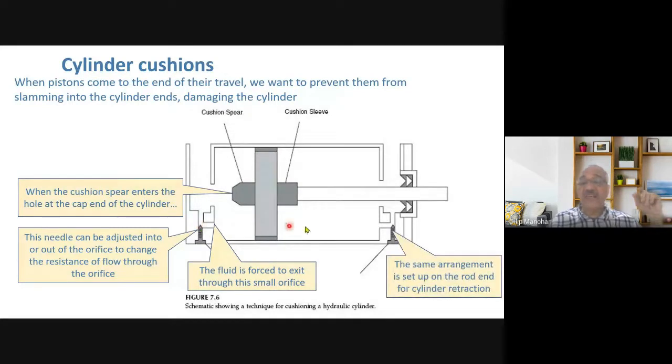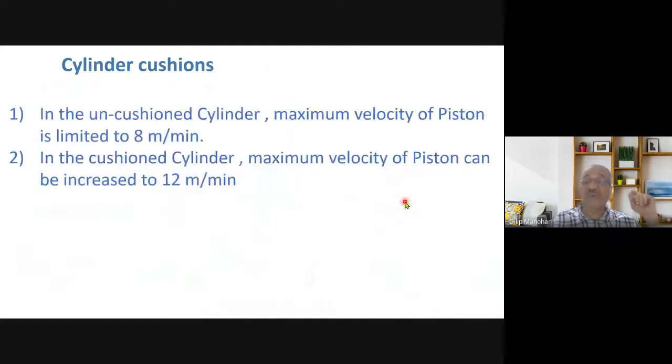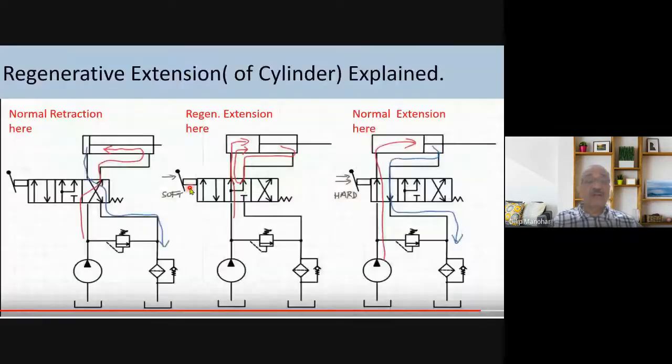Similarly, on the rod end there is a similar arrangement. This cushion sleeve is going to enter here. The flow does not go out from here like this, but goes through a small nozzle here. That's what is shown. So when you use a cylinder with cushioning, you can use a velocity of 12 meters per minute instead of 8 meters per minute. Uncushioned cylinders use a maximum of 8 meters per minute, but a cushioned one can go higher.